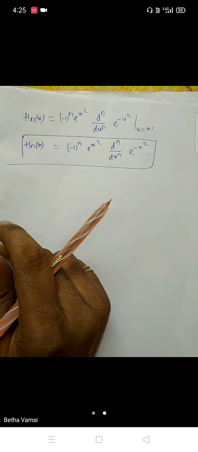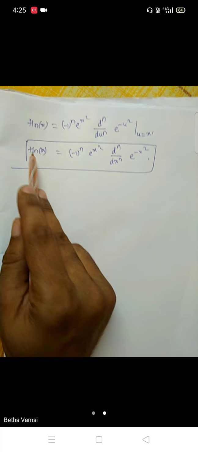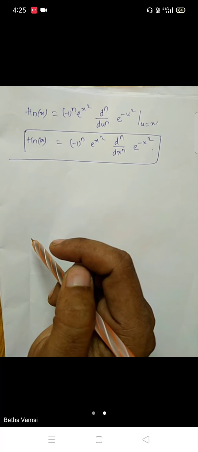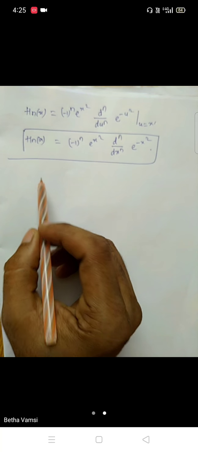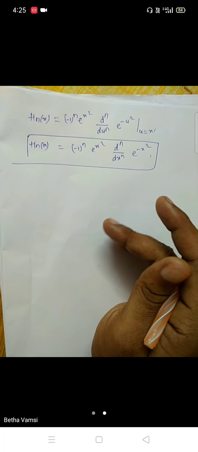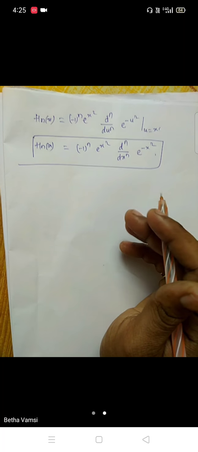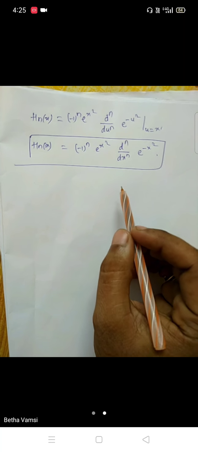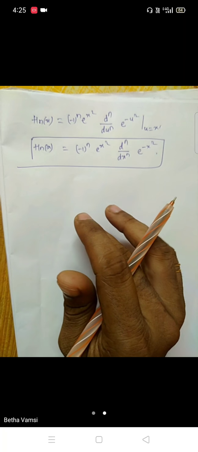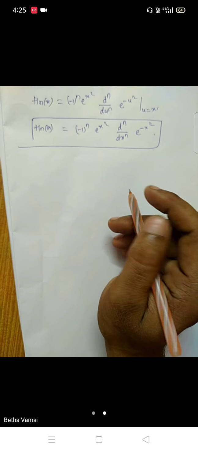Yesterday I talked about the Rodrigues formula. We derived the Rodrigues formula of a Hermite polynomial. Today we'll see the values of h naught of x, h1 of x, and h2 of x, and how to get them from the Rodrigues formula. Then we'll see the recurrence relation. Then the Hermite polynomial chapter will be closed. Okay, so let's see.